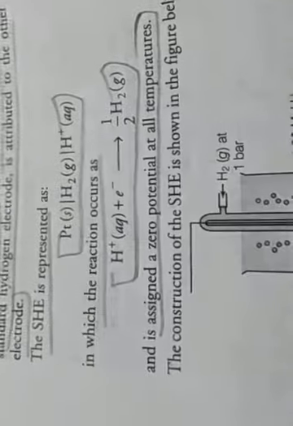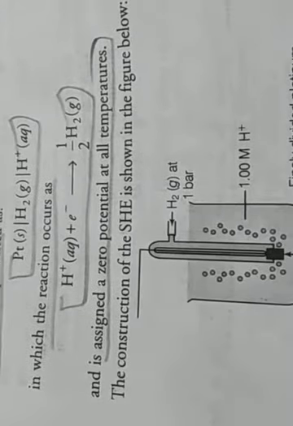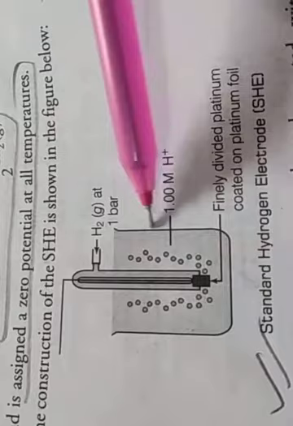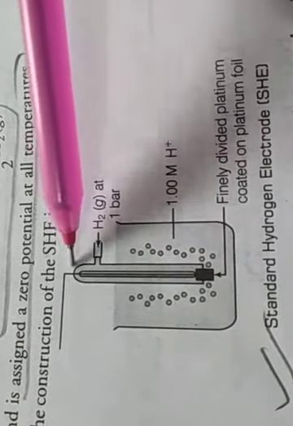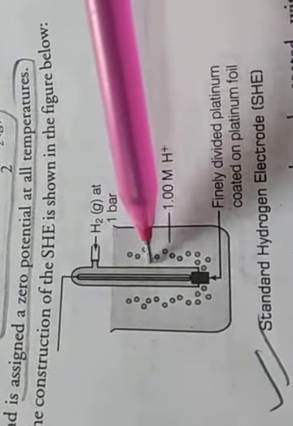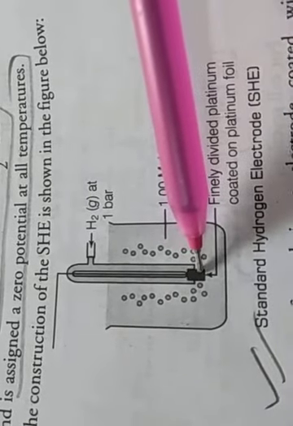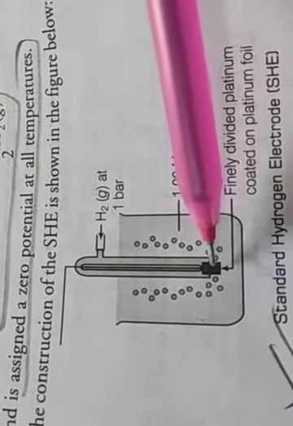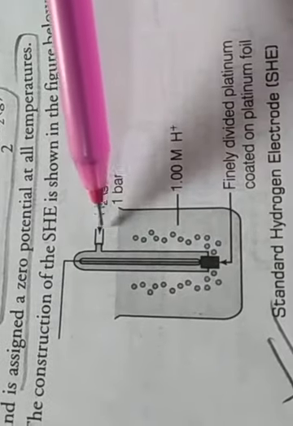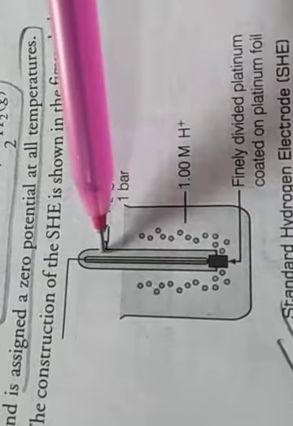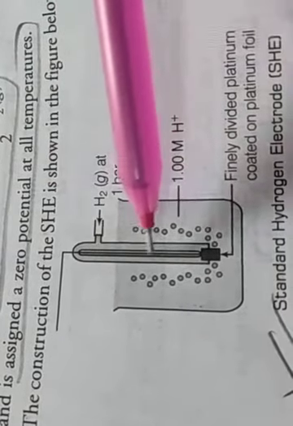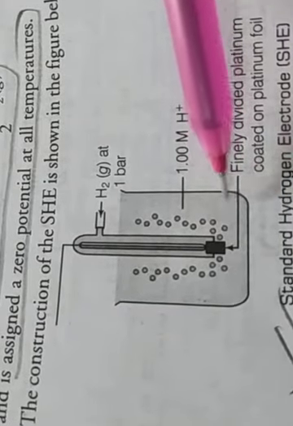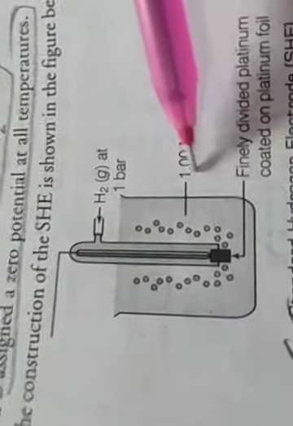See its diagram, the construction of the standard hydrogen electrode. This is the beaker, and this is the platinum electrode, finely divided platinum coated on platinum foil. Here hydrogen gas enters and leaves at 1 bar. Whenever we use hydrogen gas at 1 bar, there is loss of electron and it converts into H+ ion.